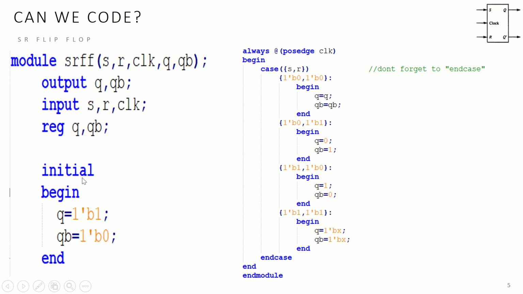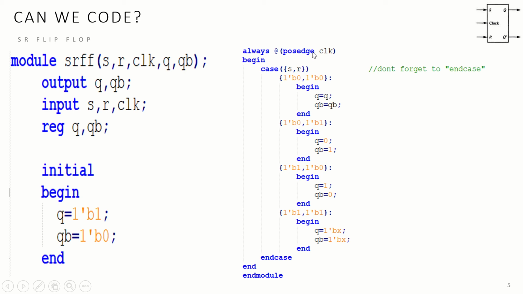Now I do the initialization. The current state that I need to store and initialize is 1. I have initialized Q with 1, and Q bar obviously goes with 0. I need to begin and end properly here. That's done appropriately. Now let's get into the main part of it.